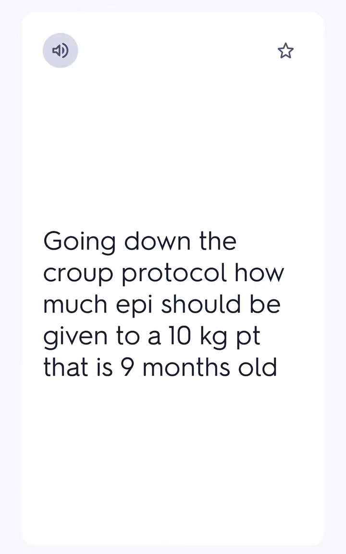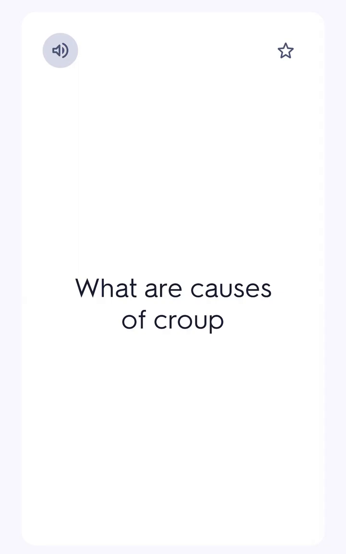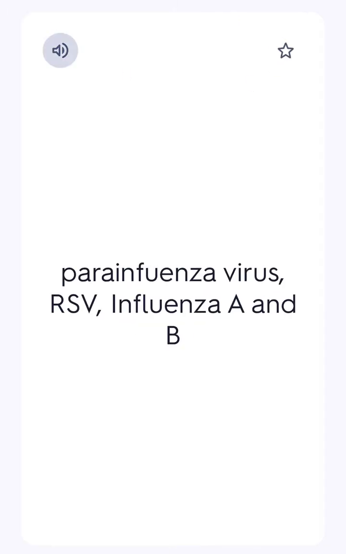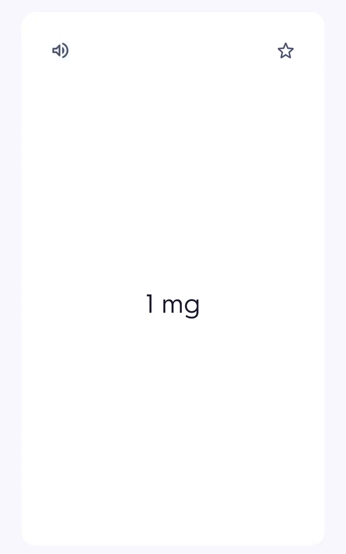Going down the croup protocol, how much epi should be given to a 10 kg pt that is 9 months old? 2.5 milligrams. What are causes of croup? Parainfluenza virus, RSV, influenza A and B. Going down the glucagon protocol, how much glucagon is given to an 8-year-old pt? 1 milligram.